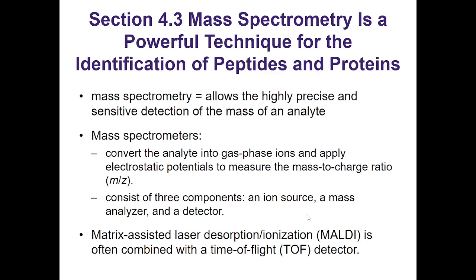This is going to consist of 3 components. You have an ion source, a mass analyzer, and a detector. The mass analyzer is that magnetic field that separates your different m/z values. And then the detector tells you how much you got.